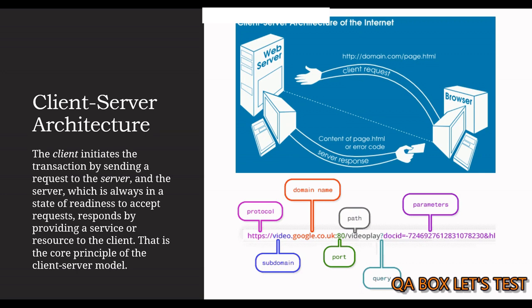Then comes, guys, path and query parameter. Now, path parameter defines the path of the resource on that machine, and query parameters filter out the resource if we have multiple resources at that path. Let me give you an example.